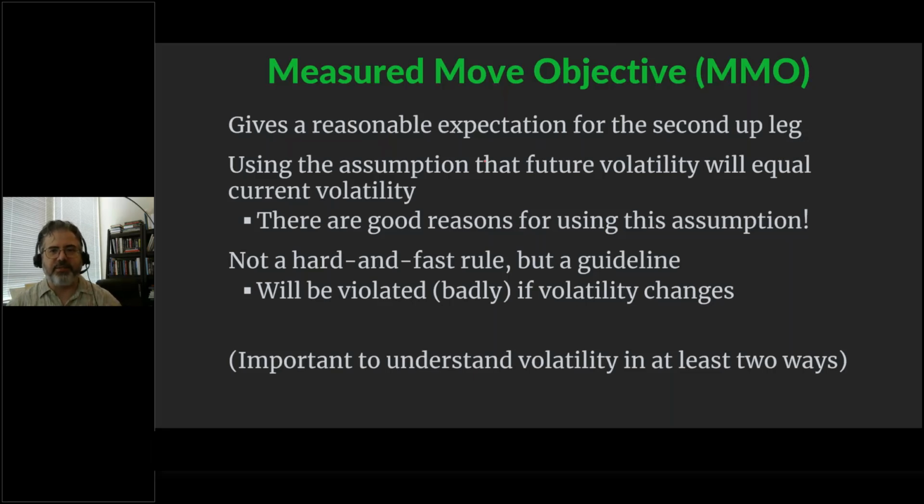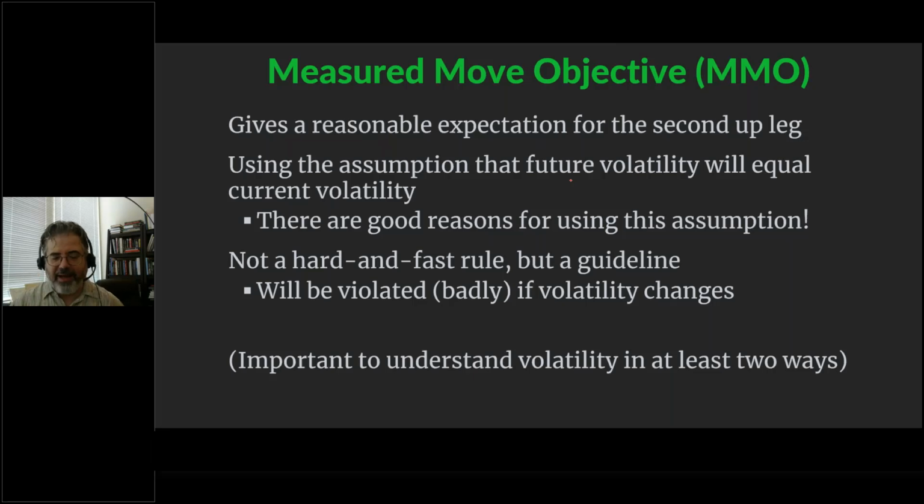Those things don't exist. That's one reason why I'm so critical of the way so many people think about Fibonacci, because they think it's an absolute thing. No, it's a reasonable expectation. And here's why it works. This is also why Fibonacci works and why people get confused. The expectation is based on the assumption that future volatility will equal current volatility.